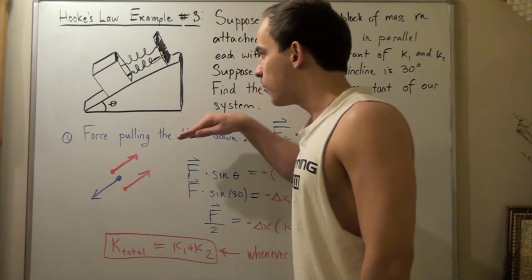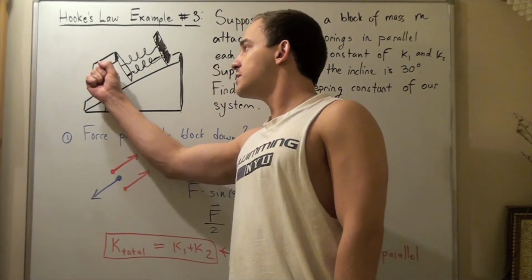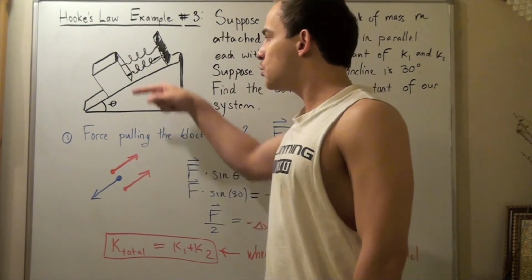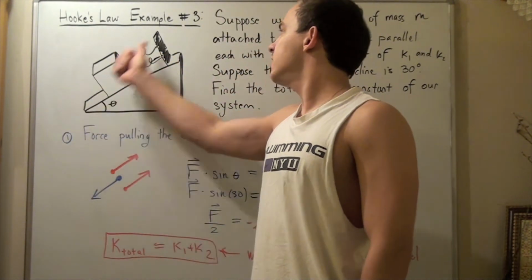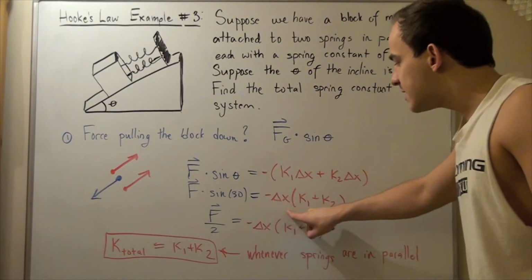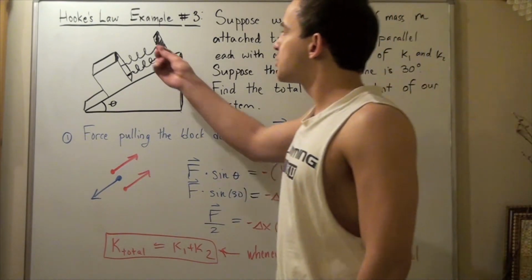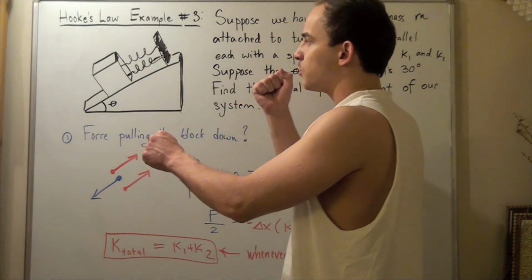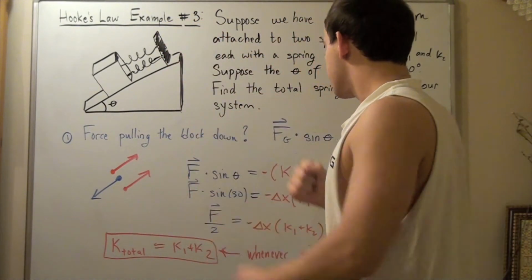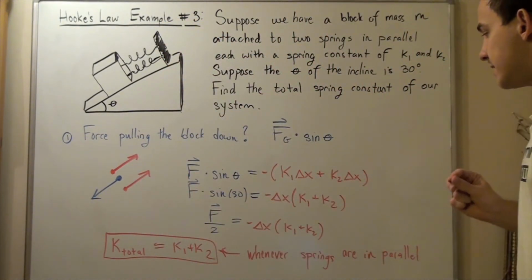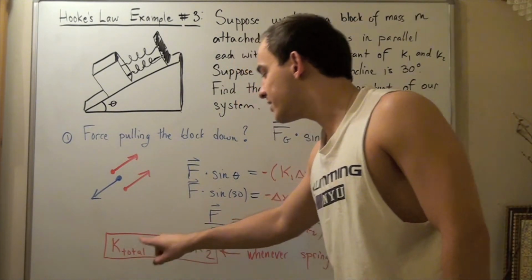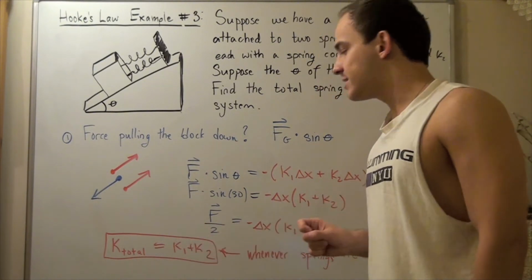So where the force of gravity is pointing downward, this guy is pointing upward. We choose this direction to be positive and this direction to be negative, and that's where the negative sign comes from. This distance is simply the change in our spring. So how far does our spring stretch out? Both springs experience the same displacement. Now that means that my total spring constant, K total, is equal to K1 plus K2.